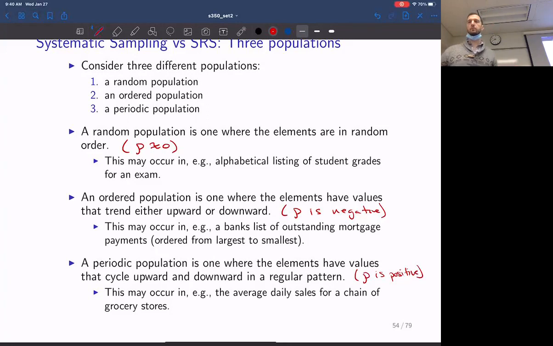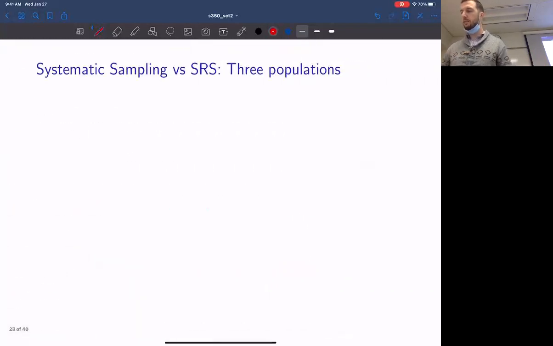And then the last situation is the periodic population, where the values are going to display a sort of cyclic nature. I'll sketch an example momentarily, but you can think of a sine curve or a cosine curve. In that situation, you would expect the values to be positive depending on when you actually collect the information. Depending on what the value of k is, you could expect or see positive correlation here. All right, so to illustrate these three ideas, I'll draw some sketches here.